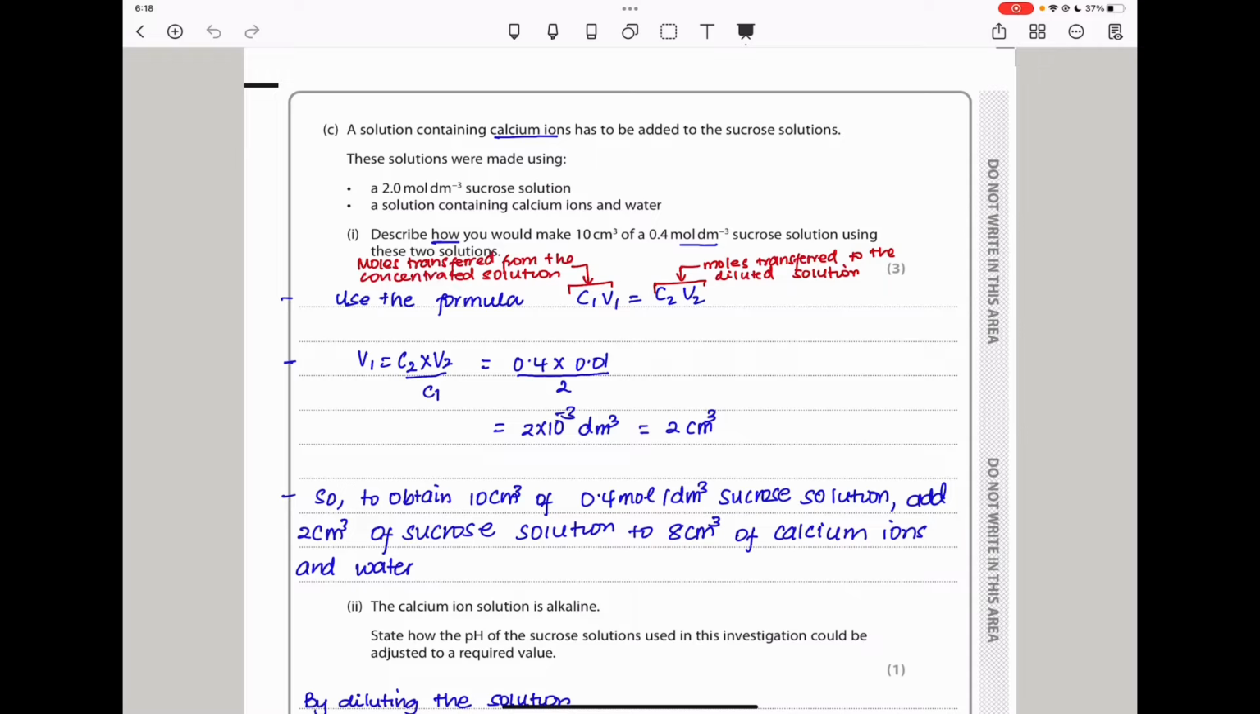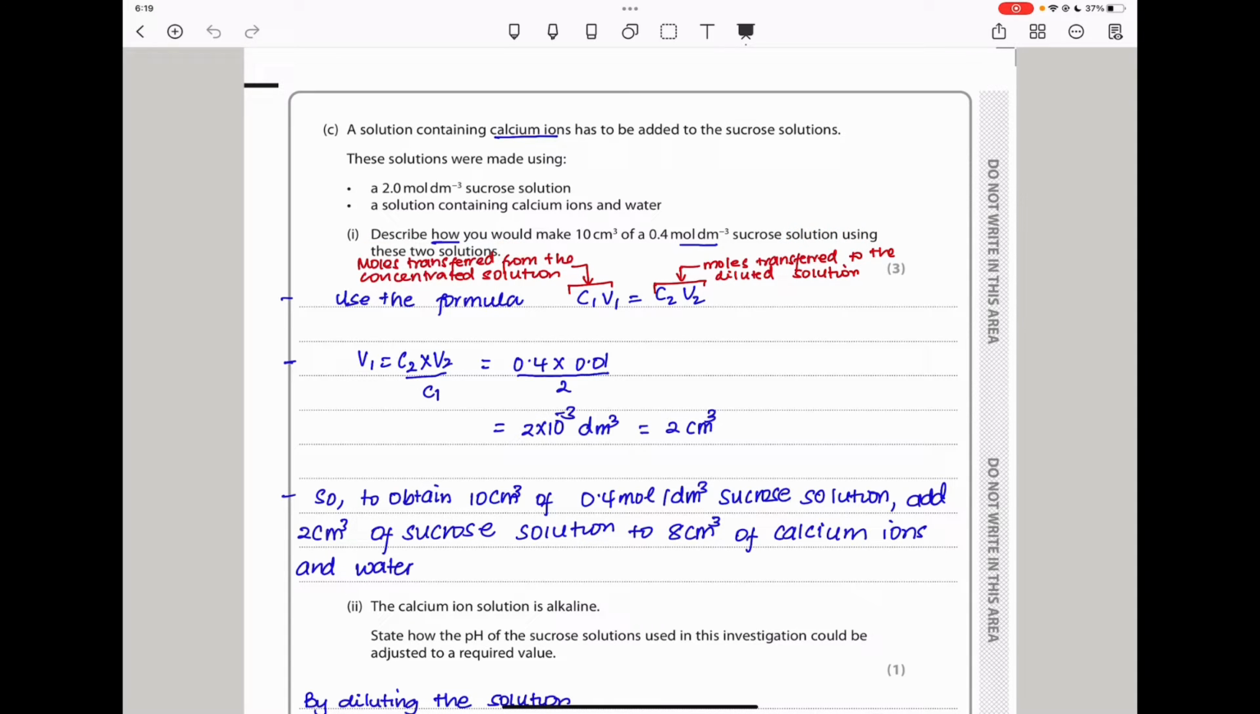A solution containing calcium ions has to be added to the sucrose solutions. These solutions were made using a 2 mol per decimeter cubed sucrose solution and a solution containing calcium ions and water. They want you to describe how you would make 10 centimeters cubed of 0.4 mol per decimeter cubed sucrose solution using these 2 solutions.